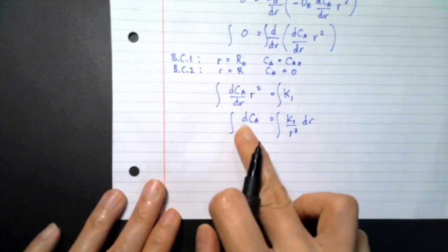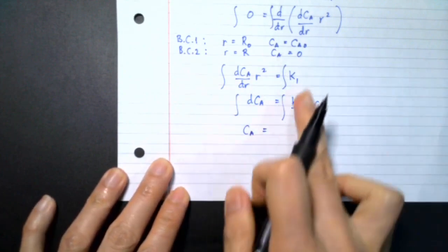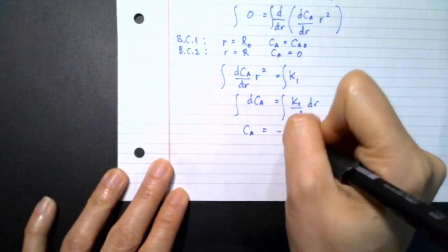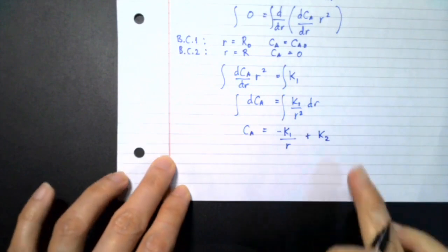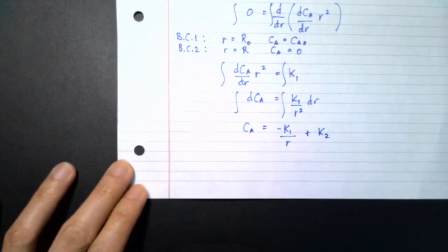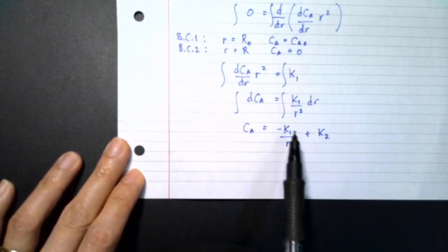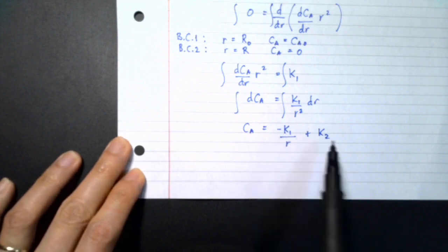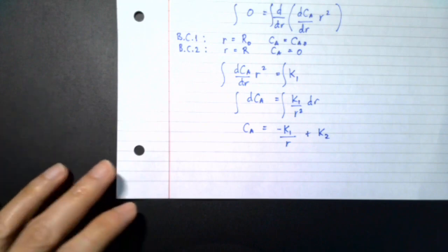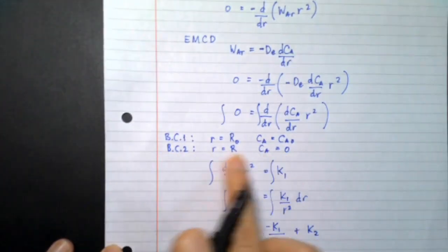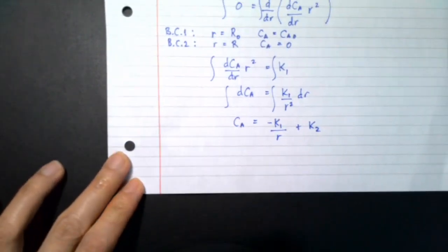Now we can integrate. So the integral of dCa is just Ca. And the integral of this is negative k1 over r. And we need another constant of integration. So we can use our two boundary conditions to determine the constants k1 and k2. So let us apply our second boundary condition first. Ca is equal to 0. So we'll be able to simplify our equation.